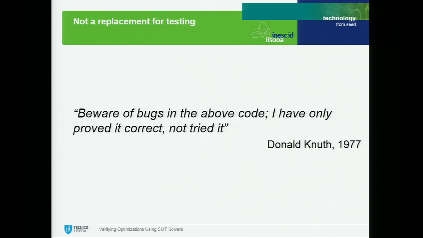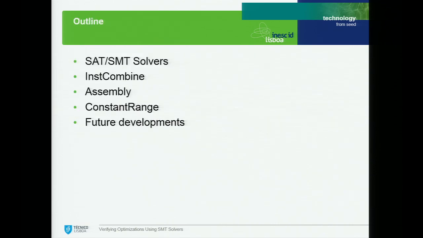I'm not saying that we should get rid of all testing. I'm saying that we should do verification in addition to testing, and I will elaborate a bit more on this later. So this is the outline of the talk. I'll start with a short introduction to SAT and SMT solvers. And then the rest of the talk will be with examples. I'll show a bunch of examples on how to prove InstCombine optimizations, for example, some assembly code to check whether it matches the IR code, and some data structures, and I'll use the constant range as an example.